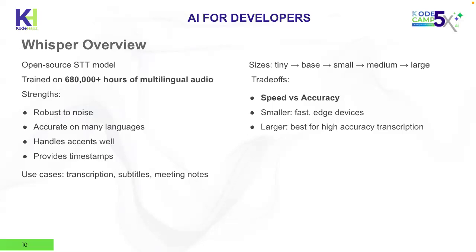So some of the strengths of Whisper: it is robust to noise, is accurate on a lot of languages, and it handles accents very well as well. And it provides timestamps. So you can use Whisper for transcription, subtitles, meeting notes. By the way, Whisper is an open source model, which means that you can actually download it and run inference with it on your computer. But Whisper, of course, requires a lot of compute because it has a lot of parameters. So you probably need a GPU to be able to run that.